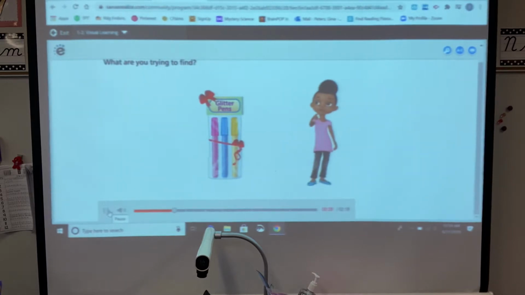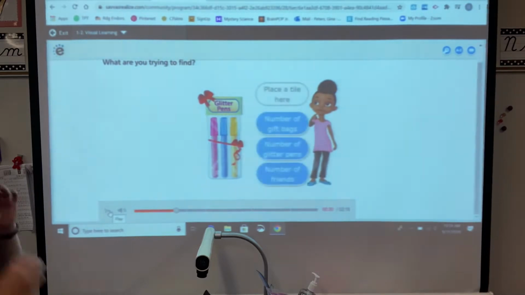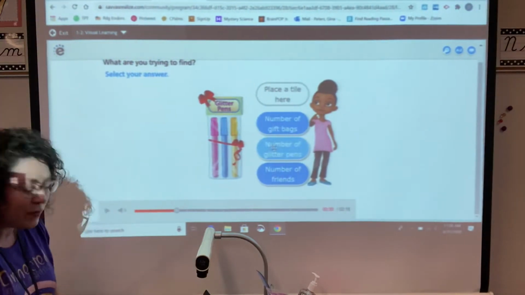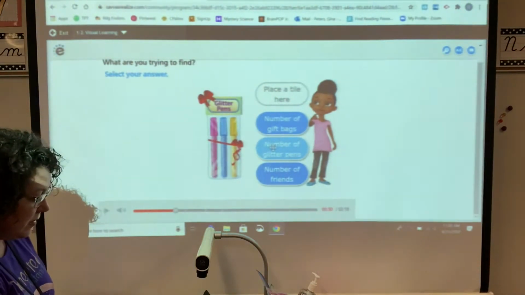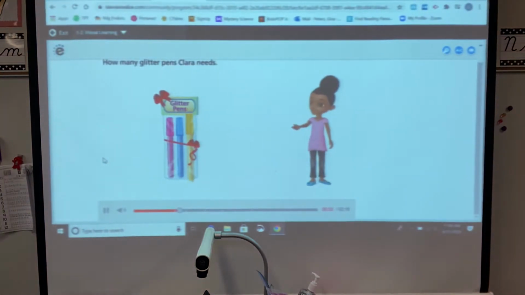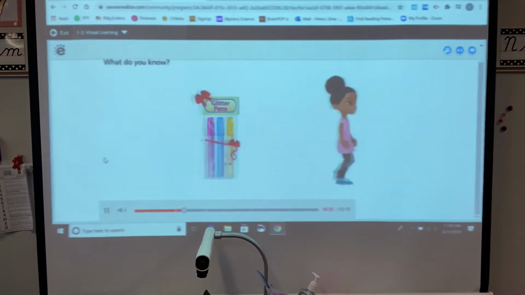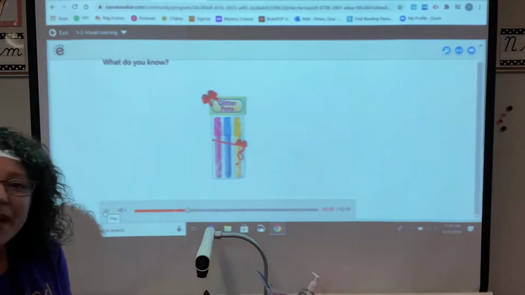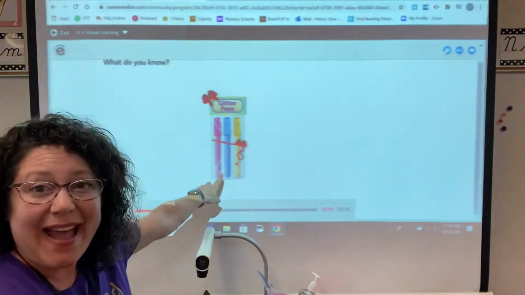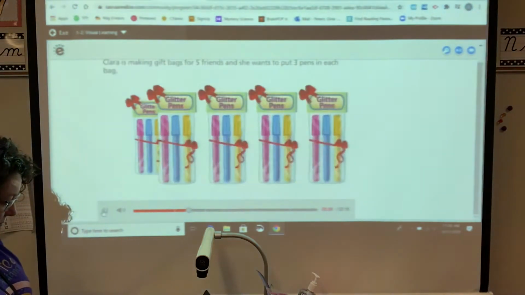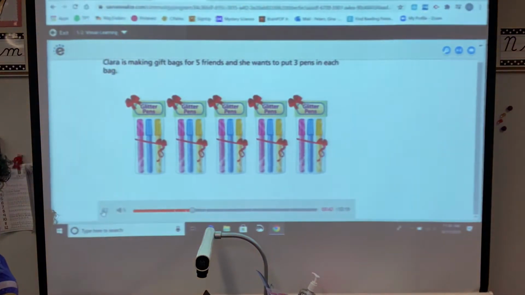What are you trying to find? Select your answer. What are we trying to find? What was the question? The number of glitter pens. How many glitter pens Clara needs? What do you know? What do we know? Well, we know that each package has 3 glitter pens in it, right? Clara is making gift bags for 5 friends, and she wants to put 3 pens in each bag.